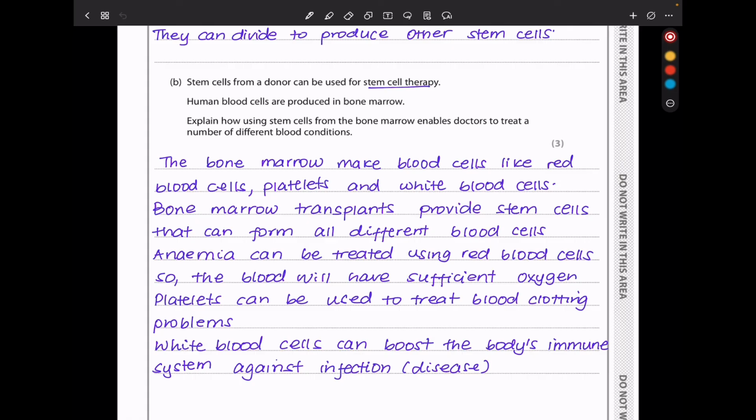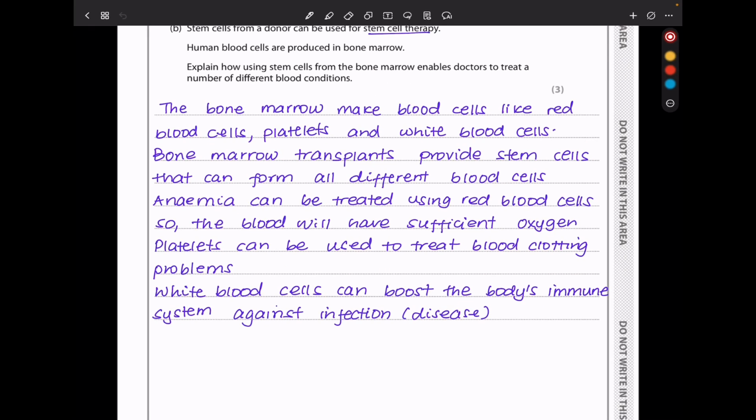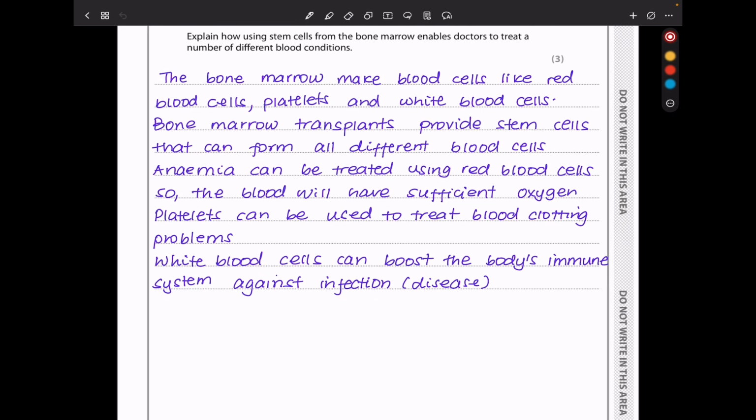So I said the bone marrow make blood cells like red blood cells, platelets, and white blood cells. Bone marrow transplants provide stem cells that can form all different blood cells. Anemia can be treated using red blood cells, so the blood will have sufficient oxygen. Platelets can be used to treat blood clotting problems, while white blood cells can boost the body's immune system against infection.